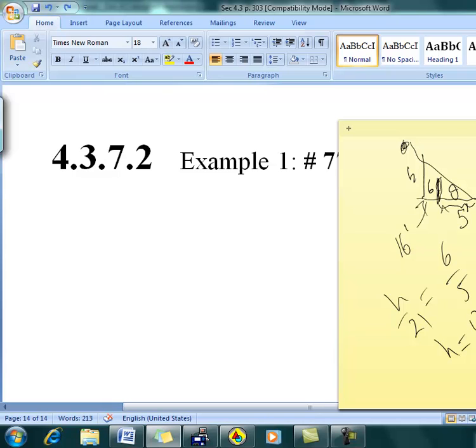All right. Do you guys see how trig is being used here? And then hopefully in your homework you've got a problem that's using elevation and depression.